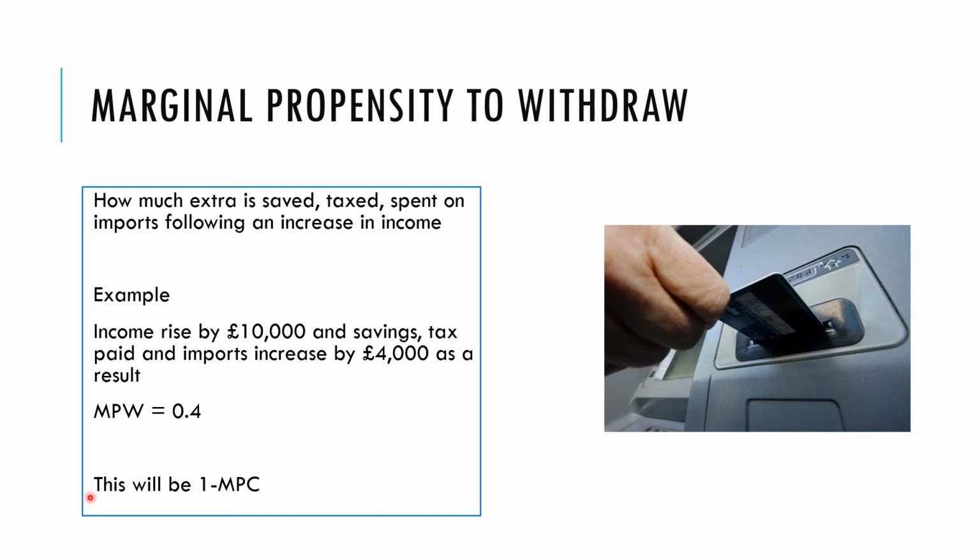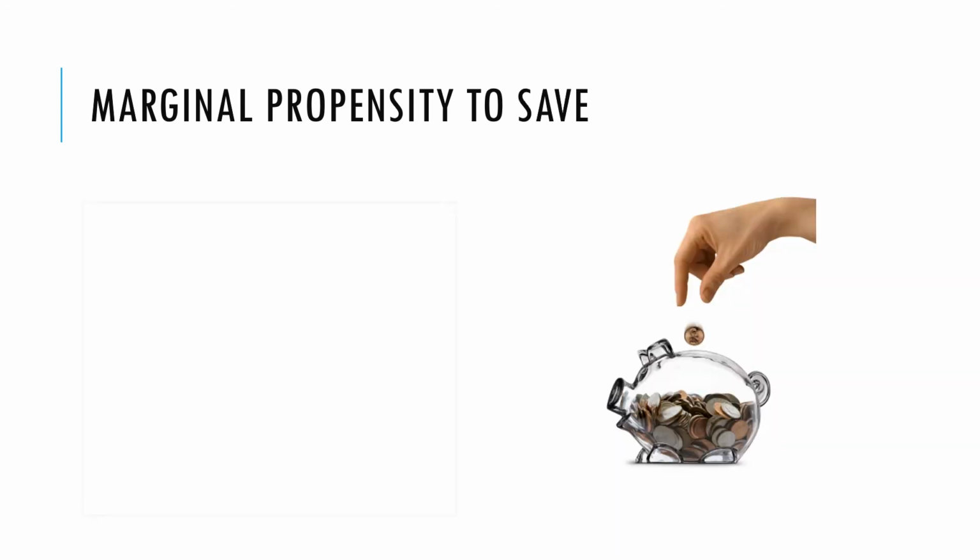It's worth noting that the marginal propensity to withdraw would always be 1 minus the MPC. So for example, if we said that 60% was the marginal propensity to consume, then they must, by definition, be withdrawing the other 40%. The marginal propensity to save.